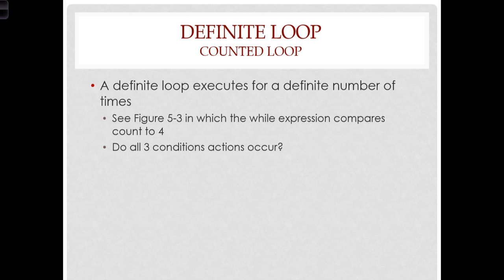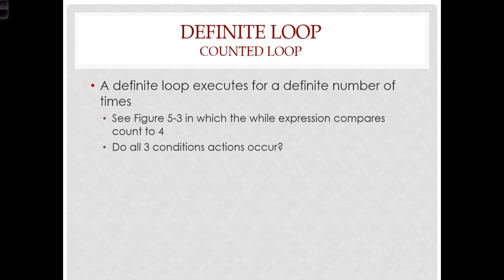We have different kinds of loops. One is a definite loop or a counted loop. That means it executes for a definite number of times. So what I want you to look at is figure 5.3, in which the while expression compares a count to 4. So we'll look at that in just a moment and see that we're going through for exactly 4 times.